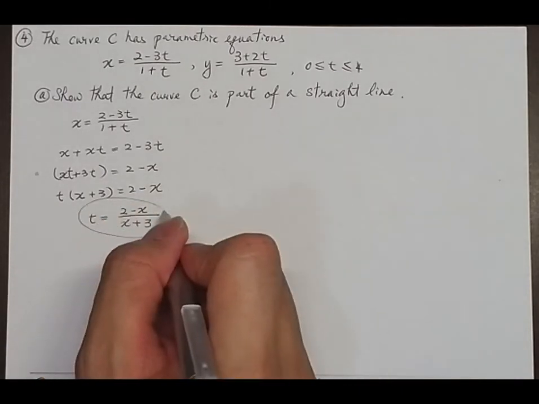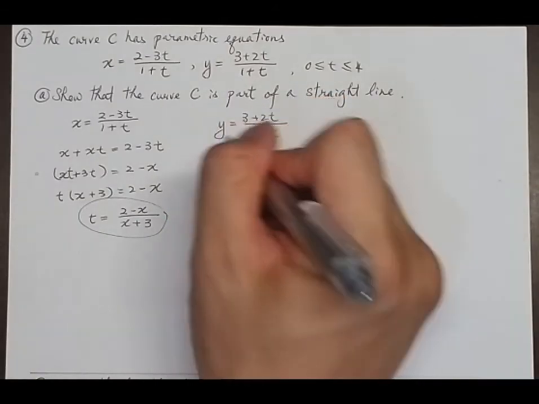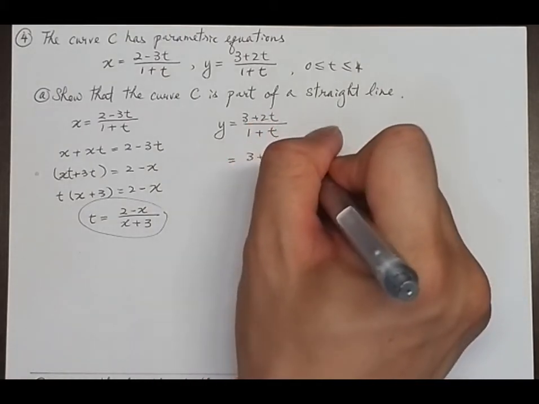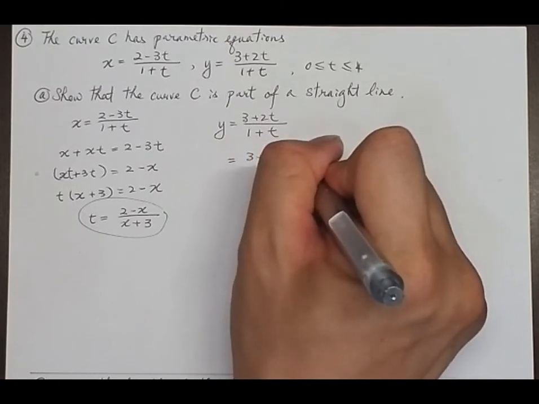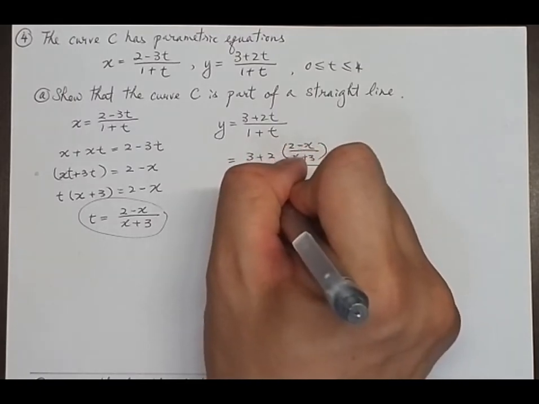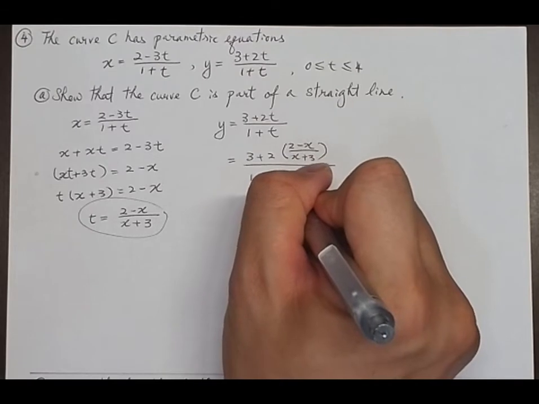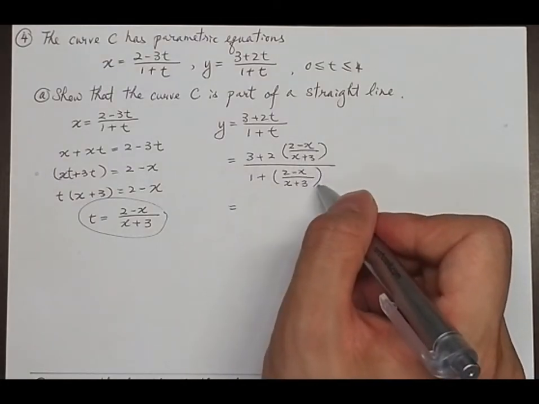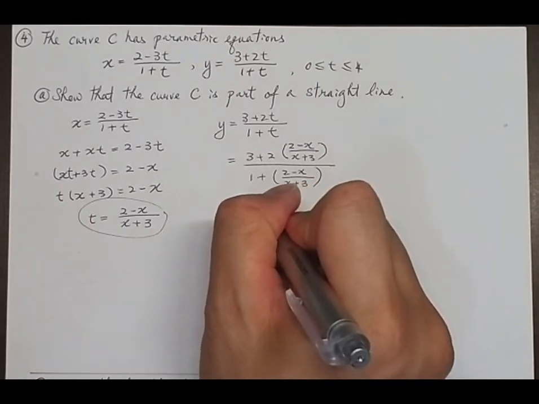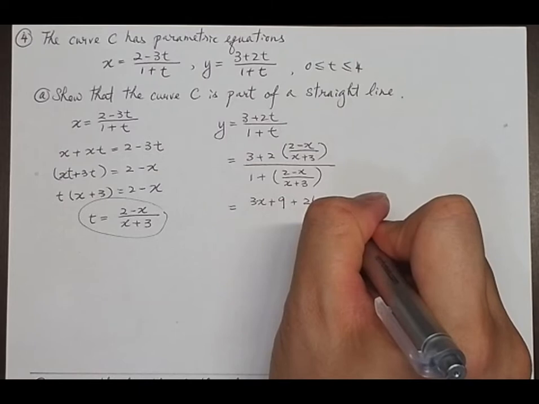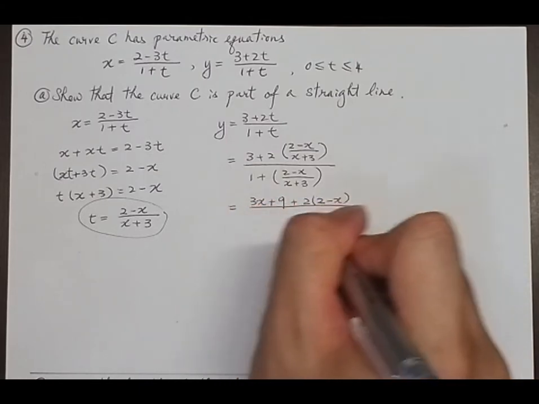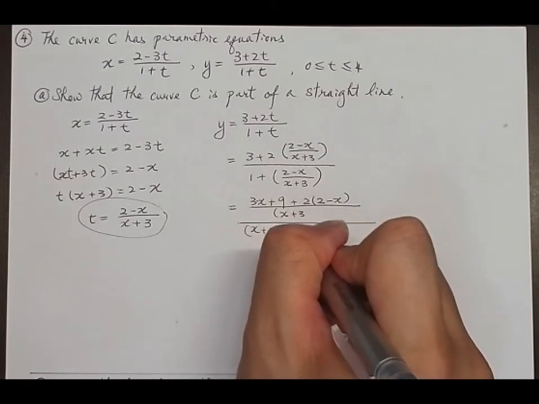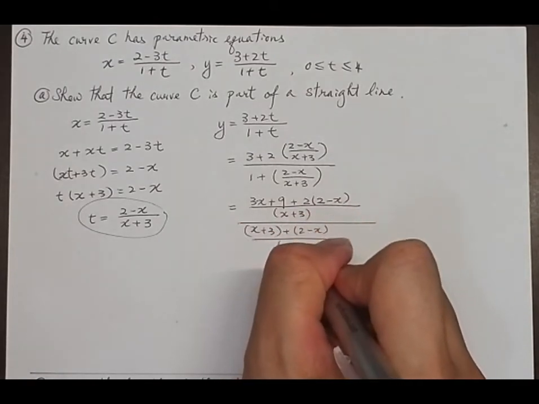We substitute t equal to 2 minus x over x plus 3 into this y equation. y is equal to 3 plus 2t over 1 plus t. So y is equal to 3 plus 2 multiplied by 2 minus x over x plus 3, over 1 plus 2 minus x over x plus 3. And we multiply the numerator and the denominator by x plus 3. So we got 3x plus 9 plus 2 multiplied by 2 minus x, all over x plus 3 plus 2 minus x.